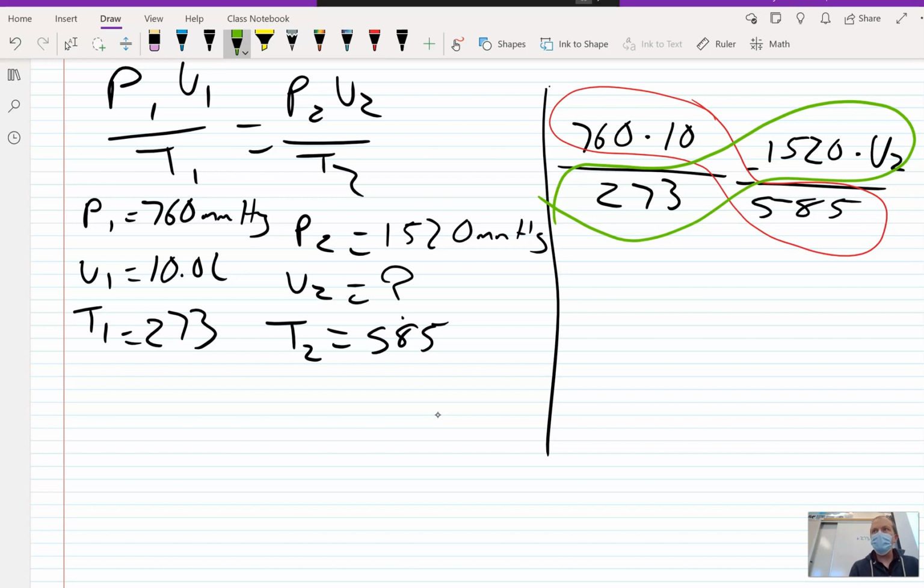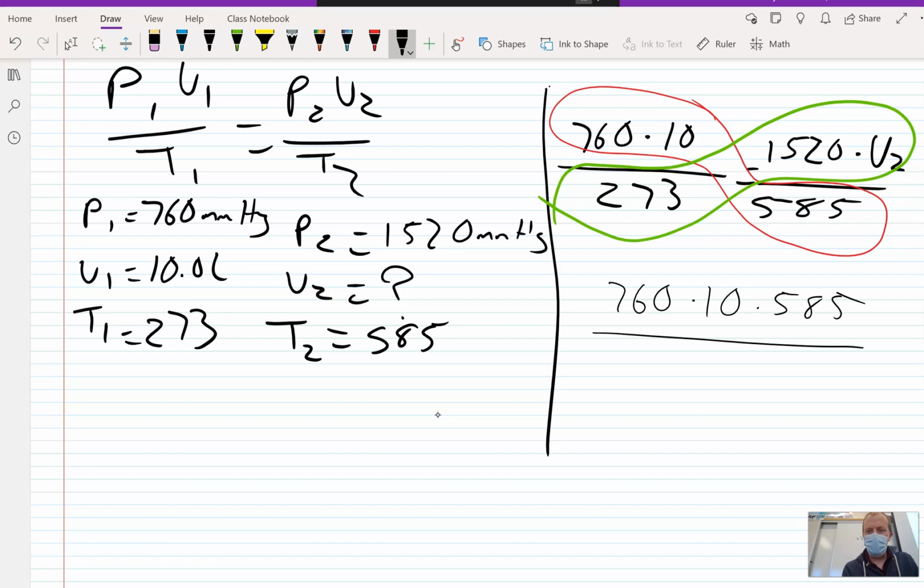The diagonal that does not contain the variable, those are the ones that end up being multiplied together on top. And then we're always dividing it by anything that's on the bottom.